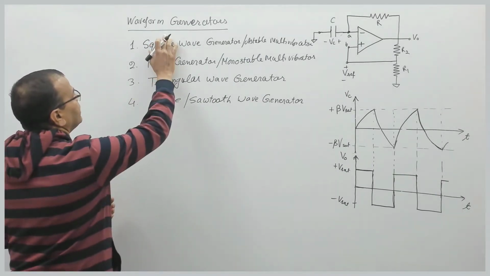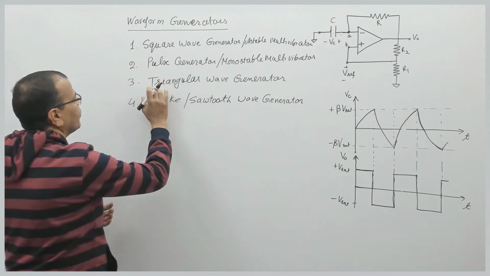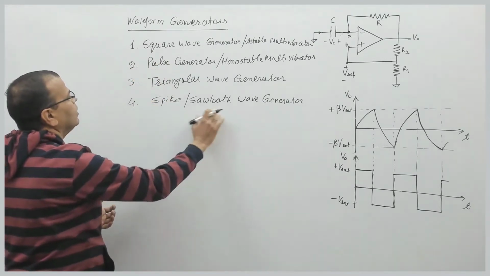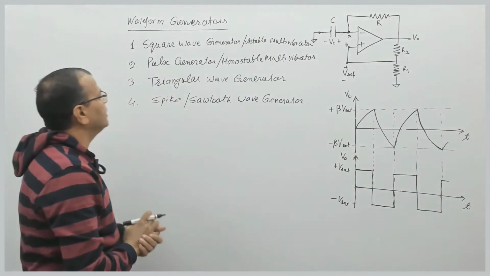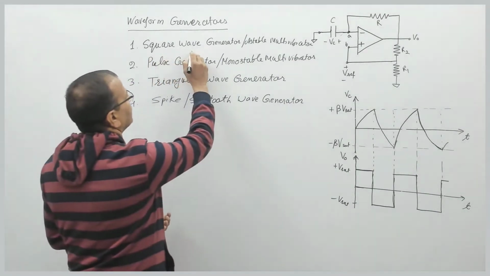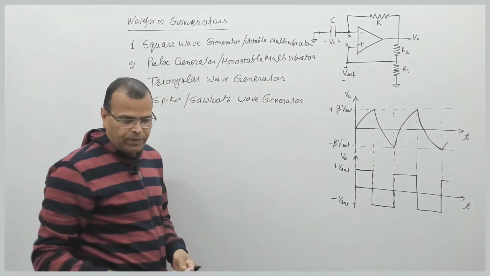In waveform generator circuits, we will be talking about square wave generator, pulse generator, triangular wave generator and spike or sawtooth wave generator. The first circuit here, I will be talking about square wave generator, which is also known as astable multivibrator.